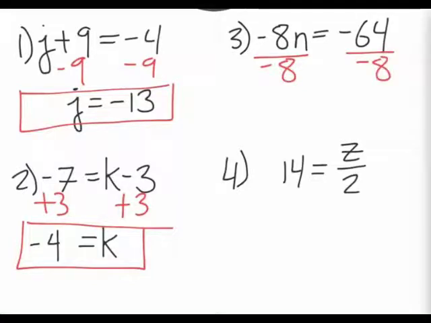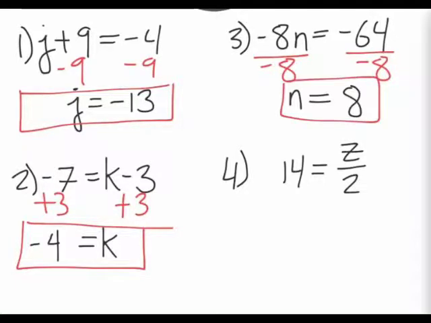Now notice right here, we are multiplying by negative 8, and then we are dividing by negative 8. Those cancel each other out, leaving us with just n on the left-hand side of the equation. Now over here, we have negative 64 divided by negative 8. Since we have two negatives that are either being multiplied or divided, that means that the negatives cancel out, leaving us with a positive number. In this case, it's going to be a positive 8.